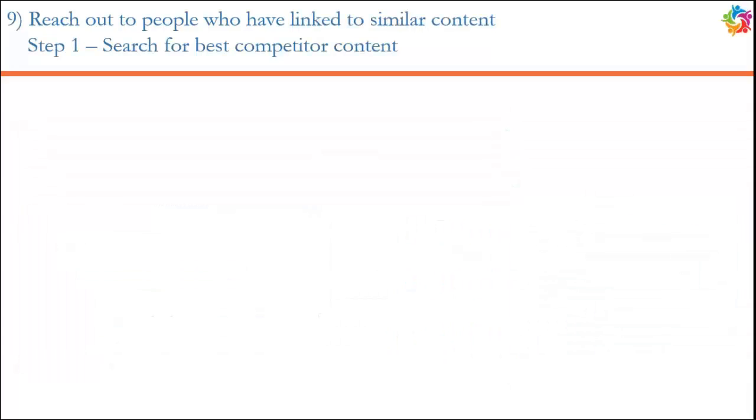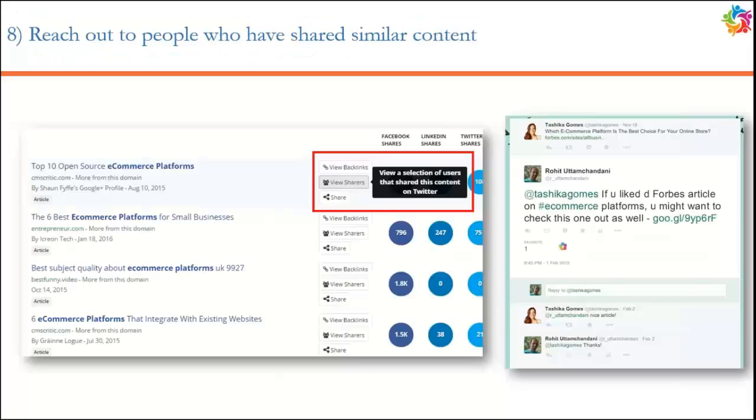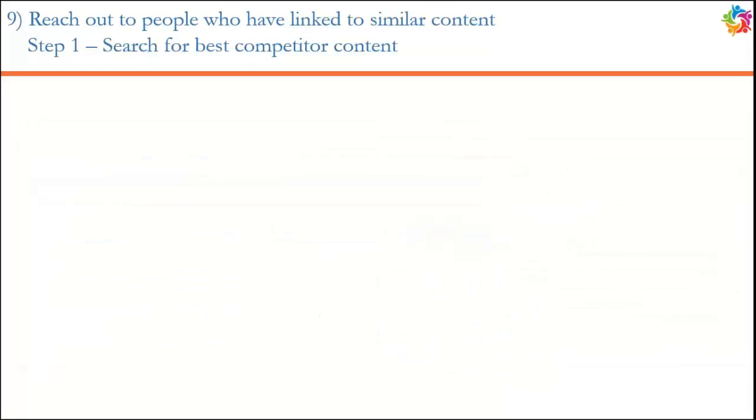So next is here what we did. We reached out to people who had shared similar content. Next is to reach out to people who have linked to similar content, right? People who have backlinked. So those of you not too familiar with SEO, a backlink is when you give a link from one content to another content, which is a fairly important ranking factor in Google's search algorithm, right? So it does help you boost your rankings on Google search.